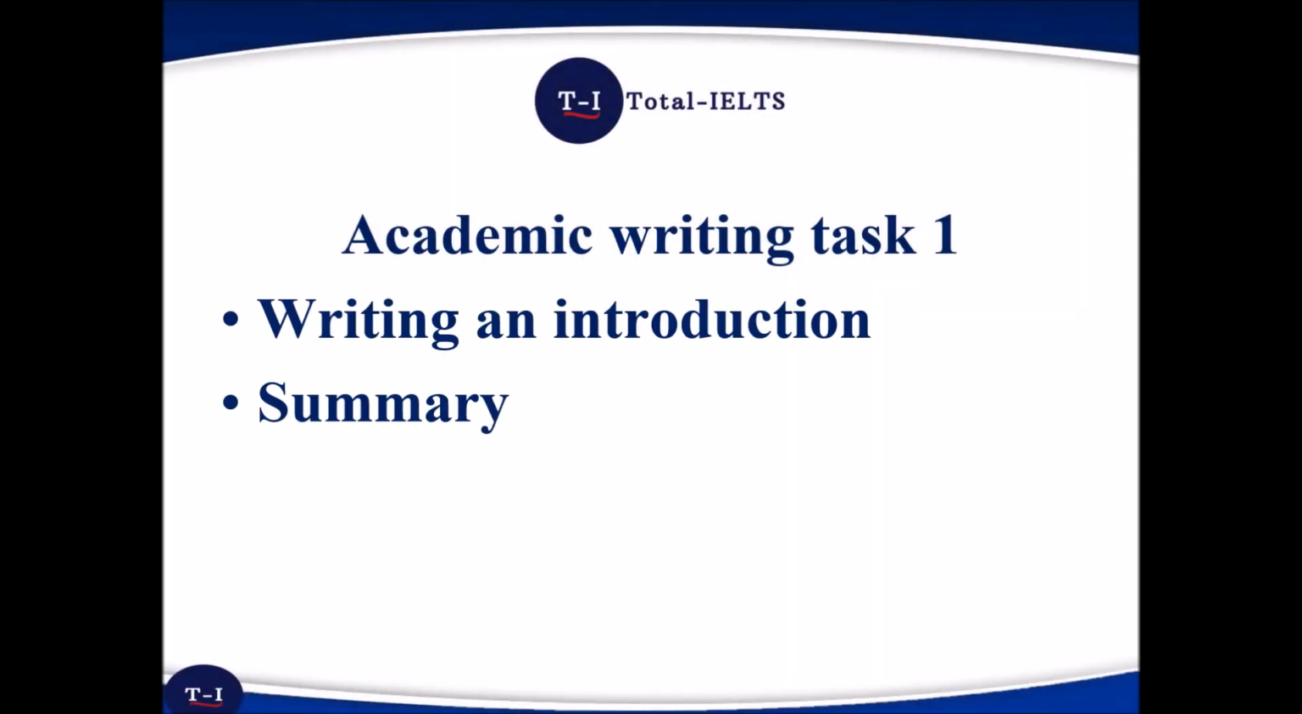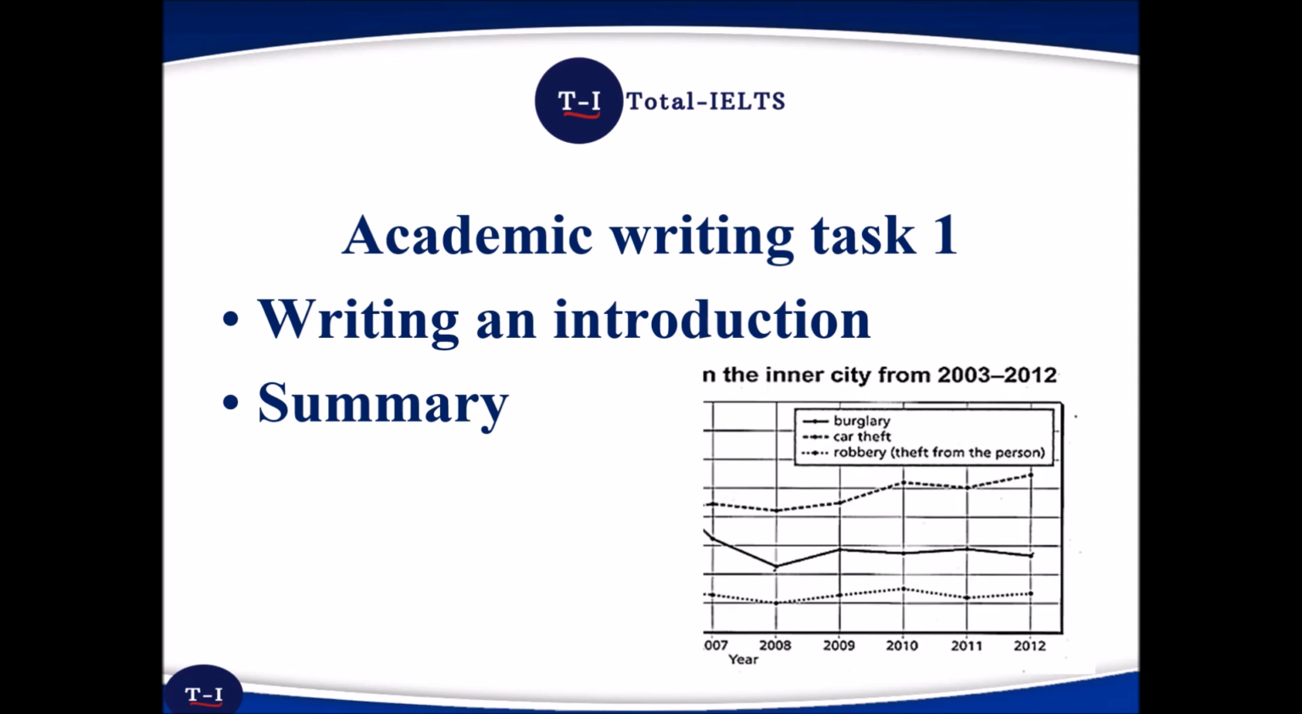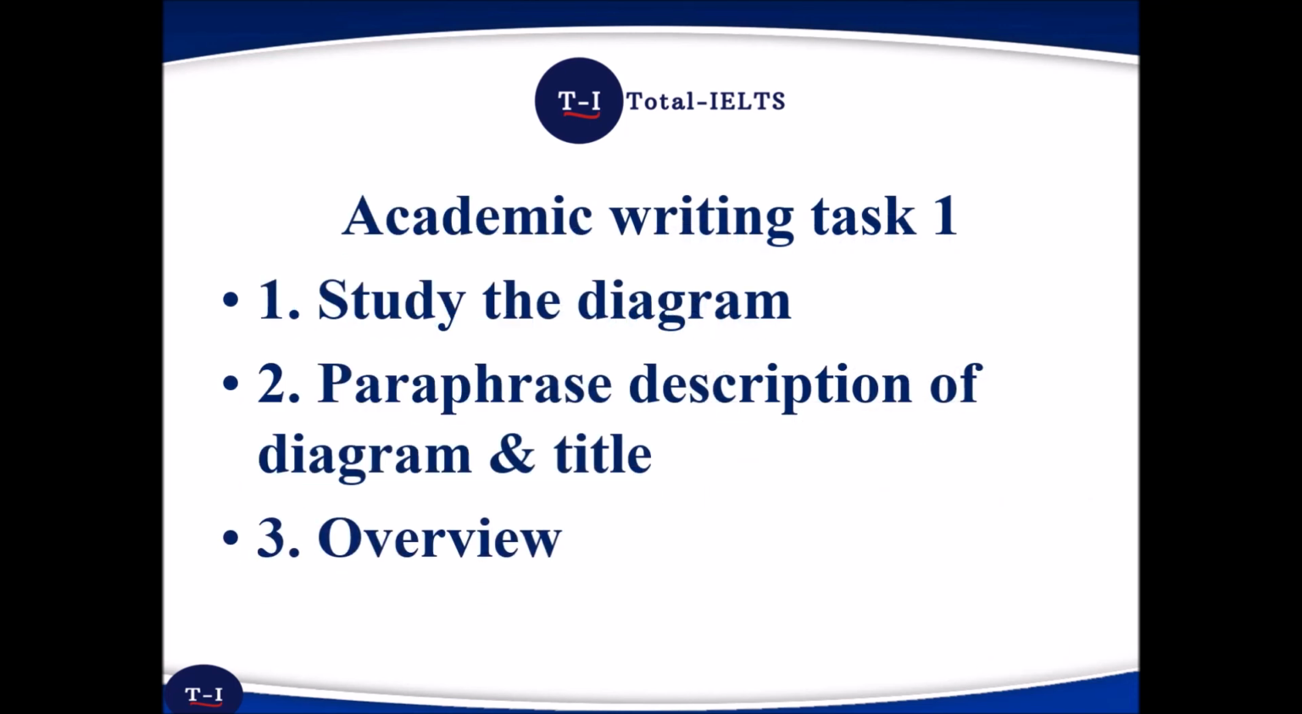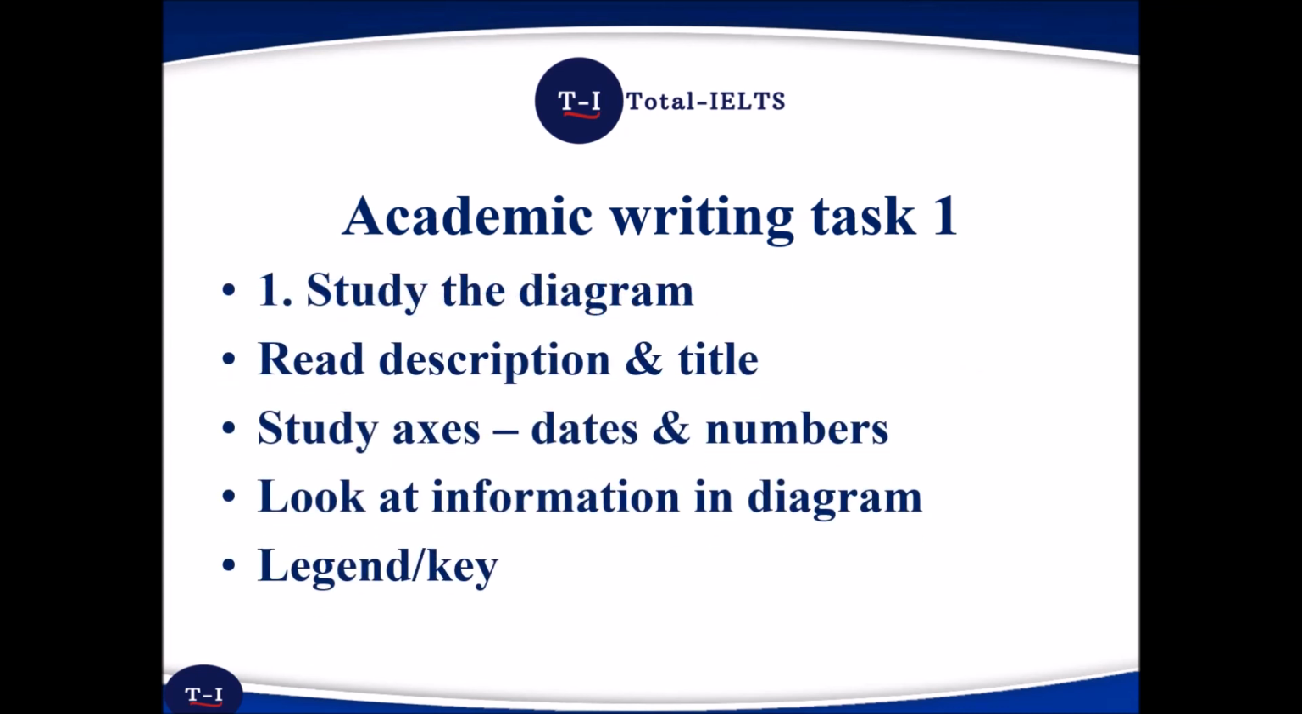And in summary, Academic Writing Task 1, writing an introduction. Follow the simple 3-step approach. Study the diagram, paraphrase the description of the diagram and the title if it has one, and write your overview. When you study the diagram, take your time. Read the description and title carefully. Study the axes, for example, dates and numbers, and look at the information contained in the diagram itself using the legend or key to help you.